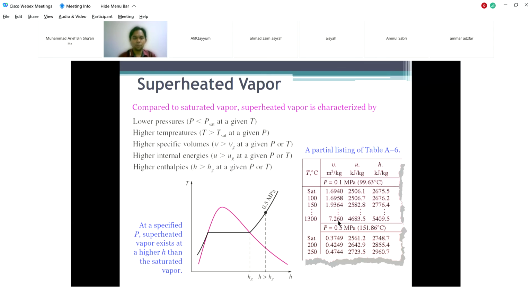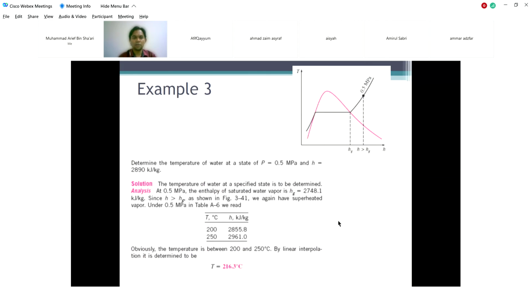Okay, this is for superheated vapor. Now let's look at example number 3. Determine the temperature of water at a state of pressure 0.5 megapascal and H equal to 2896 kilojoule per kilogram.